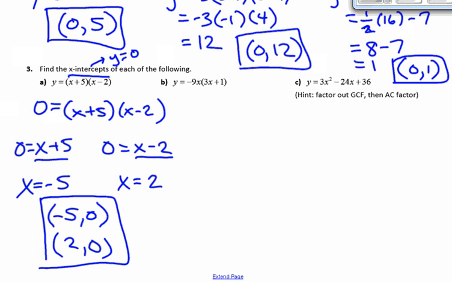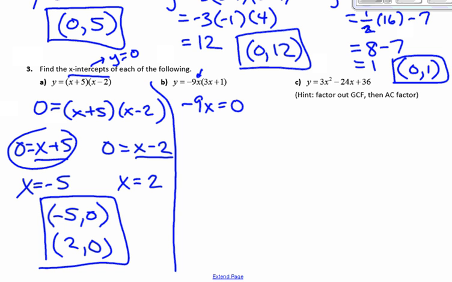For part B, notice that we have that single x there. It's not in parentheses. Just know that whenever you see that single x and you're setting that equal to 0, that means that your first x-intercept is 0, 0. Because what would happen is you would be setting that factor equal to 0, like we did over here. So -9 times what equals 0? Well, that's just 0. So our first x-intercept is 0, 0.